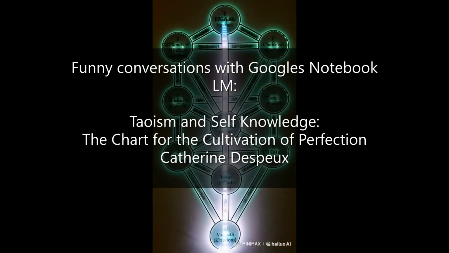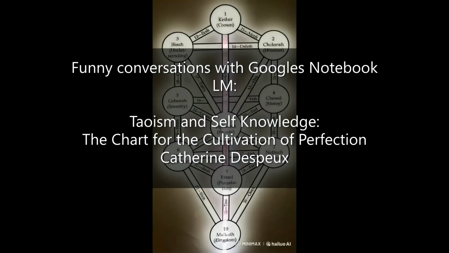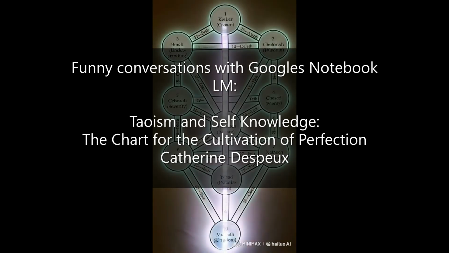This idea of weaving together different strands makes me think about the concept of uniting opposites, which I know is central to Taoism. It is. How does that play out in the chart for the cultivation of perfection? Well, it's woven throughout the chart's imagery and symbolism. One of the key examples is the concept of Hun and Po souls. Those are often translated as the celestial and terrestrial souls, right?